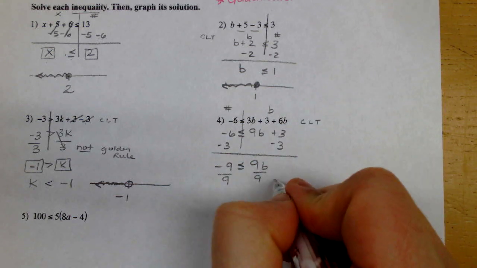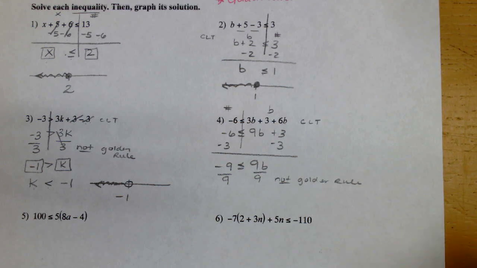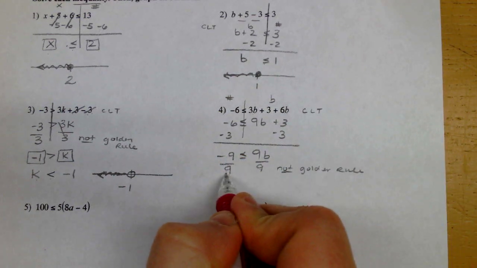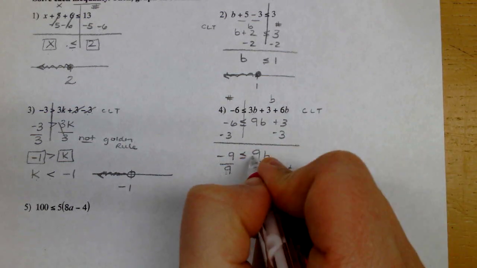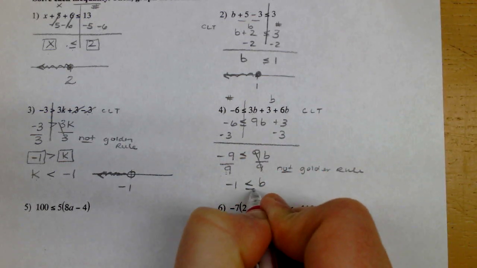Divide both sides by 9. Again, not the golden rule. Just putting a note there just so that you can see it. This would both have to be a negative if it was the golden rule. Cancel this. I'm going to get b is less than or equal to negative 1.